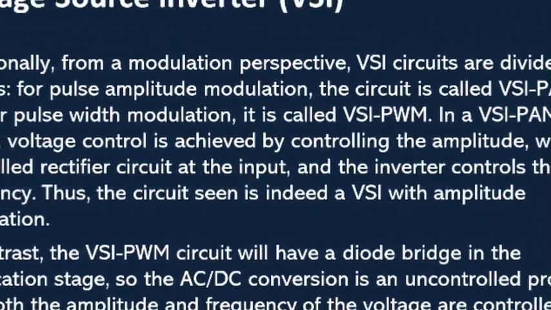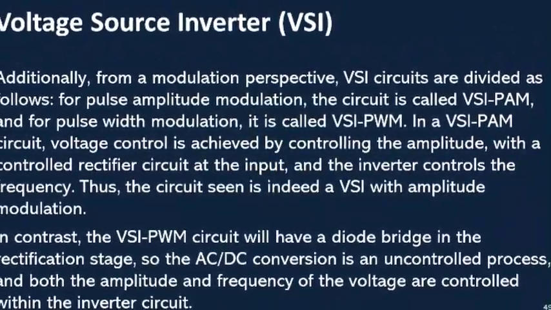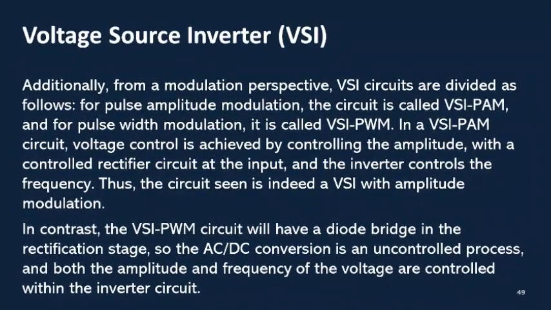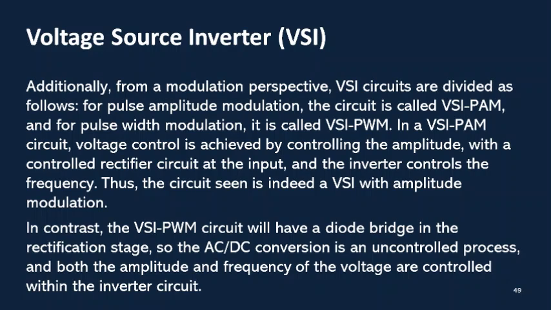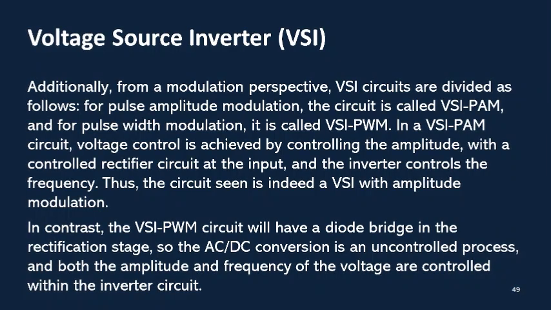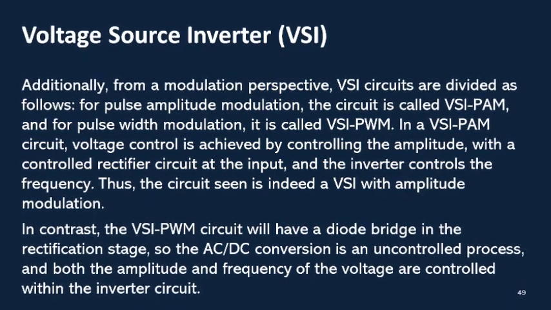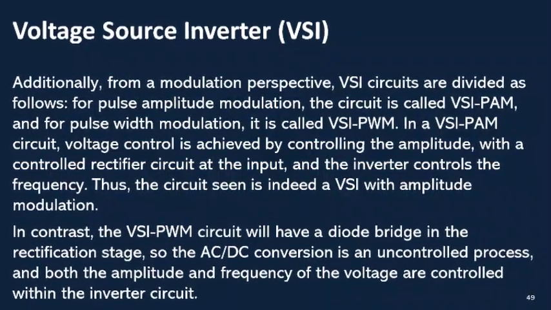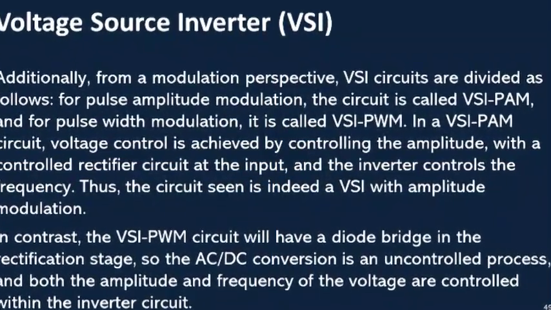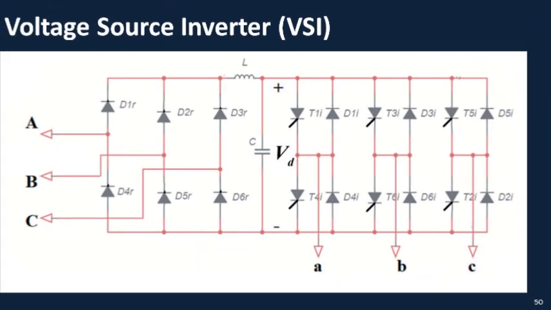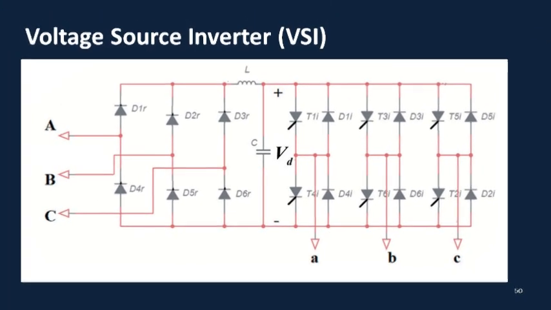From a modulation perspective, VSI circuits are categorized as follows: VSI PAM for pulse amplitude modulation and VSI PWM for pulse width modulation. In a VSI PAM circuit, voltage control is achieved by adjusting the amplitude with a controlled rectifier at the input, while the inverter controls the frequency, making it a VSI with amplitude modulation. Conversely, in a VSI PWM circuit, a diode bridge is used in the rectification stage, resulting in an uncontrolled AC-DC conversion, with both the voltage amplitude and frequency controlled within the inverter.